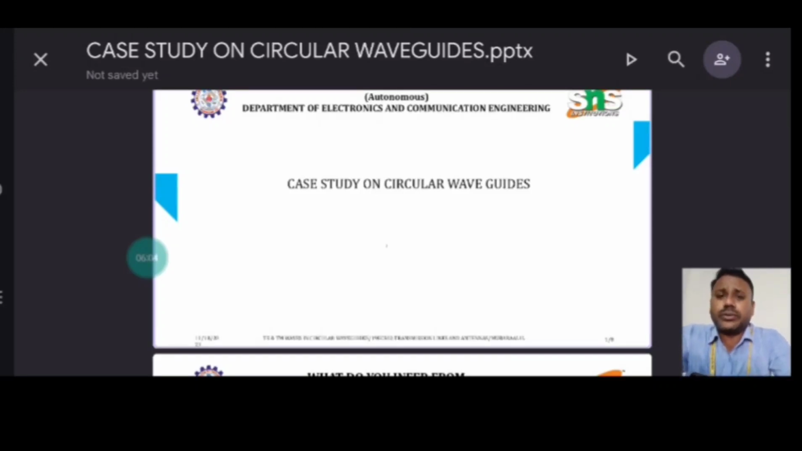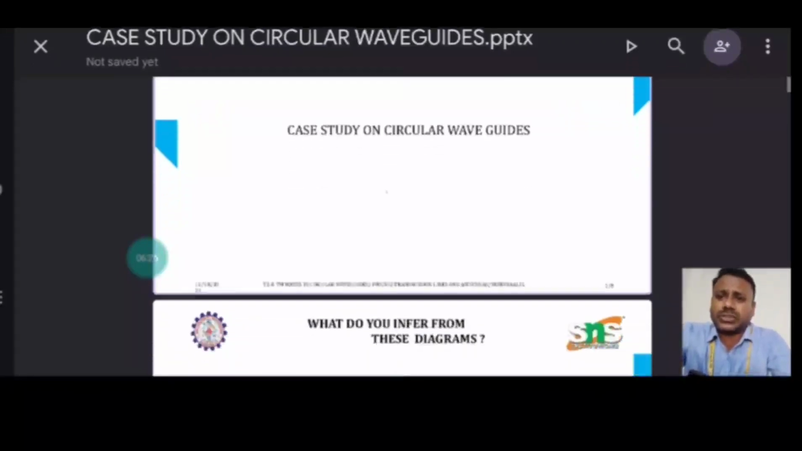So today we are going to see the case study on circular waveguides. First of all, what is a circular waveguide? Regarding this, we want to know the definition of circular waveguide, and why we are going to study the case study of circular waveguides. This will be seen in this chapter. So let us start with the first slide.